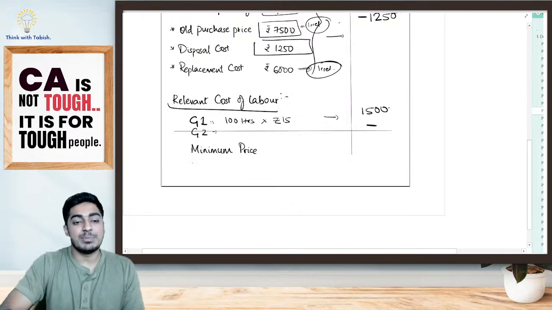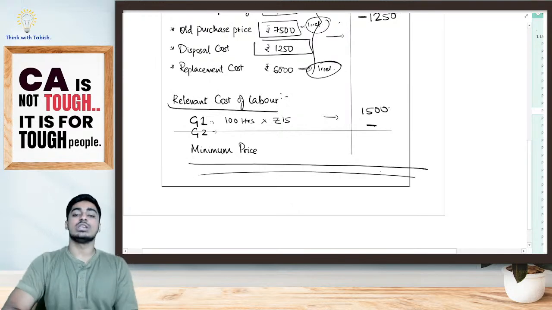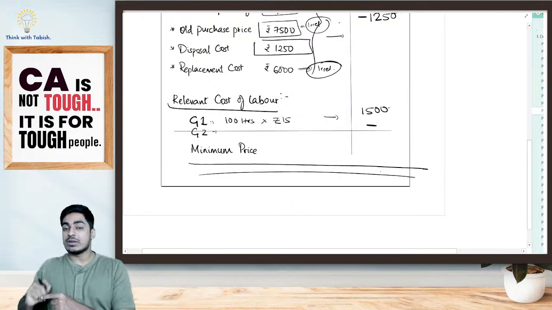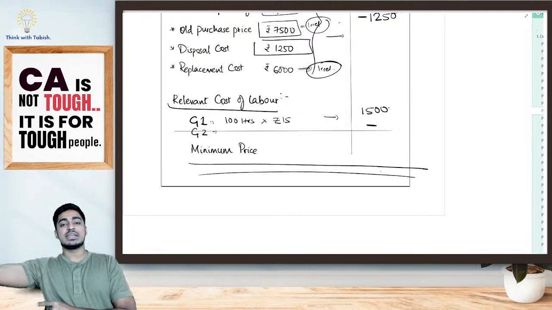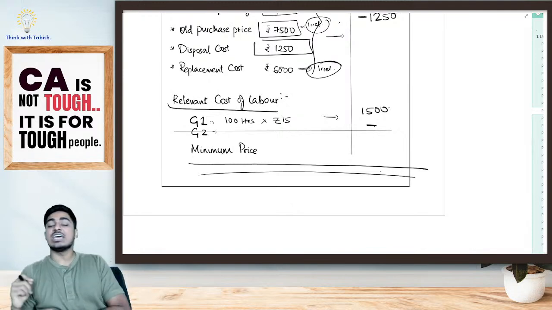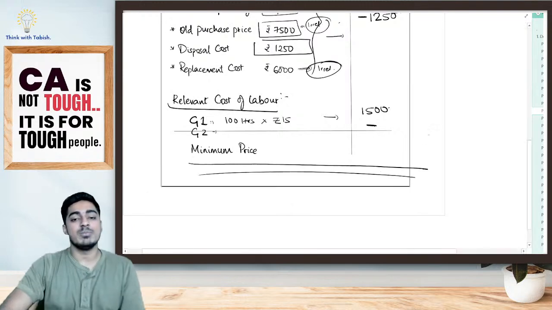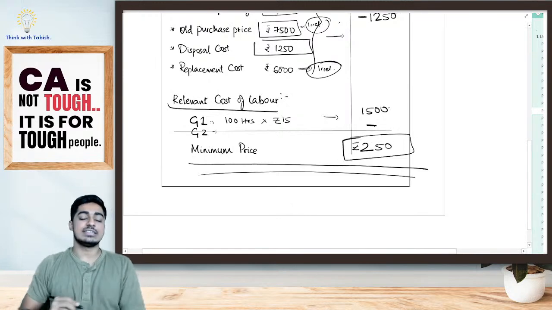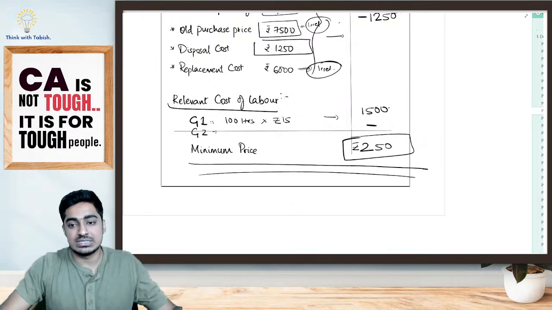So what is the minimum price I should be quoting, students? If I accept this, for grade 1 employees I have to pay 1500. If I accept this, I can save the 1250 which I was otherwise getting. So if I accept this, net I have to pay 250 rupees. So the minimum amount I should be getting is 250 rupees. Is it clear? Any doubt, students?